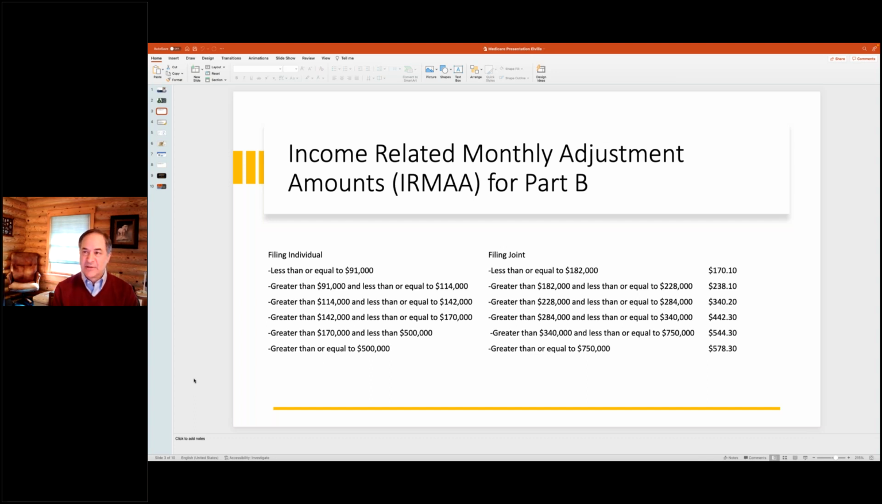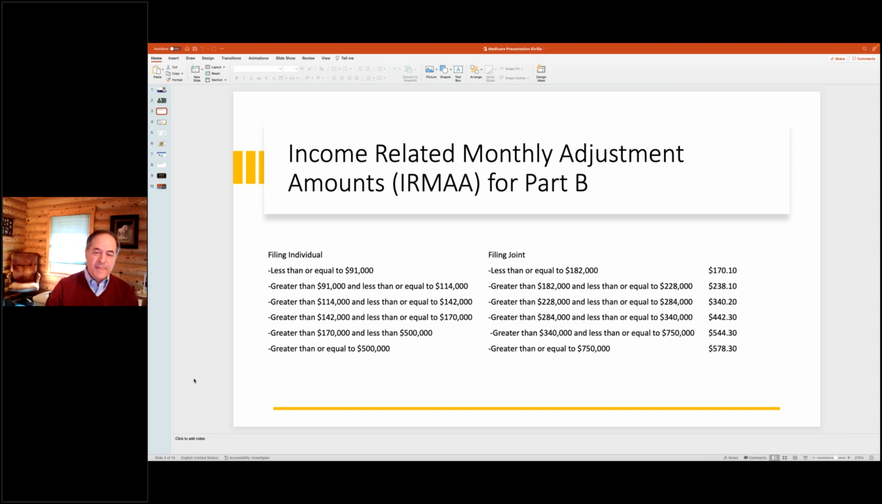And by the way, this is if both husband and spouse are on Medicare, that's each. That's not just for the group. Then they're between 340 and 750 grand. It's $544.30 a month. And if you're really raking in the dough and you're making over $750,000 after taxes, then $578.30 is what you'd be paying, which probably isn't too much of a hardship. But anyhow, you can see here the filing joint versus filing individual. If you're looking at the filing individual, then you're in the same boat. And if you're showing less than $91,000, then you're going to end up having to pay $170.10. And of course, it goes on down the line. So it really boils down to how good you are at making money.